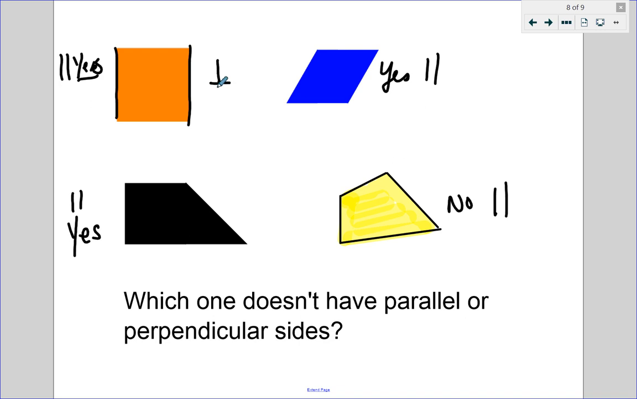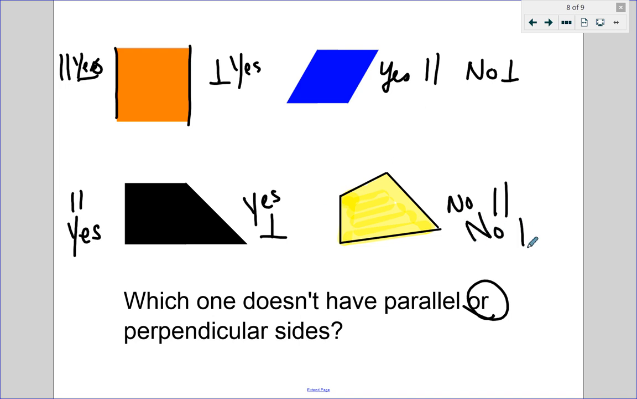So now let's check the perpendiculars. Perpendicular means, just like you see there, that they're going to intersect and make a right angle. Well, these have right angles, so yes to the perpendicular. These don't have right angles, but it says or, so it doesn't have to have both. Here, perpendicular, yep, I see that nice corner there, so yes to the perpendicular. Here, no, that's not perpendicular, that's not that nice situation there, so no to that one too. So which one doesn't have parallel or perpendicular sides? This yellow one right here, the yellow one.